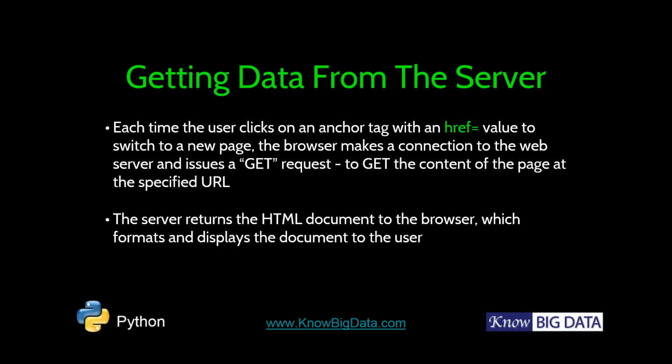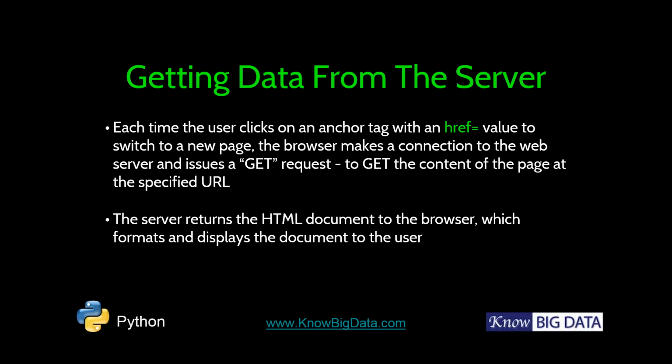All right. Now, how do you get the data from the server? Each time the user clicks on an anchor tag with href equals value to switch to a new page, the browser makes a connection to the web server. Whenever you click a hyperlink, the browser tries to create a connection to the given web server. The browser is your client, and the web server is your server.